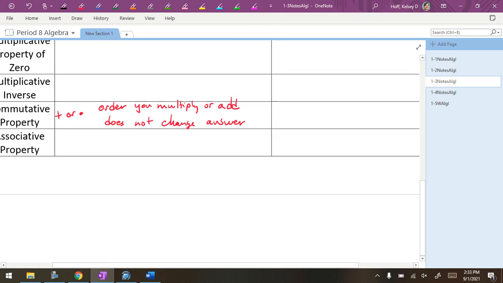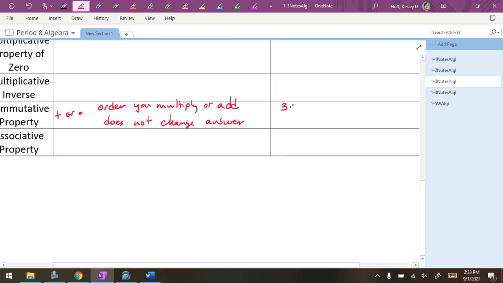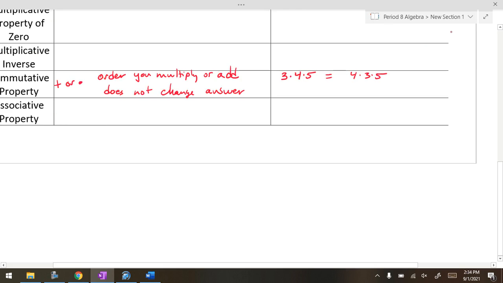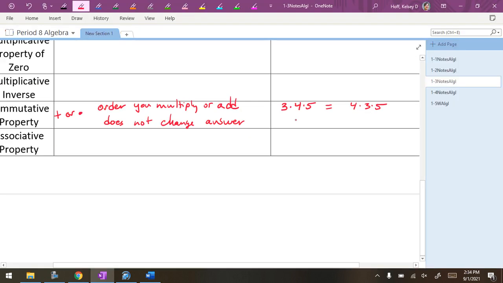Okay? So then as an example, 3 times 4 times 5 is really the same as 4 times 3 times 5. We swapped the 3 and the 4. Or 7 plus 2 plus 3 is the same as 7 plus 3 plus 2. Nicely done, Isaac. Another one you know.